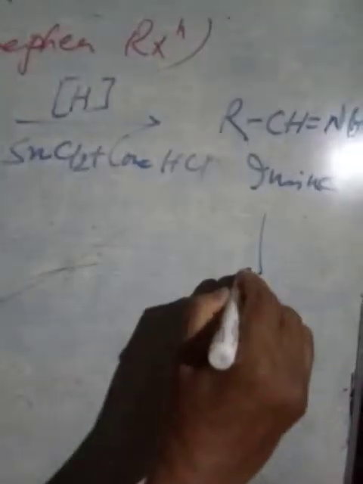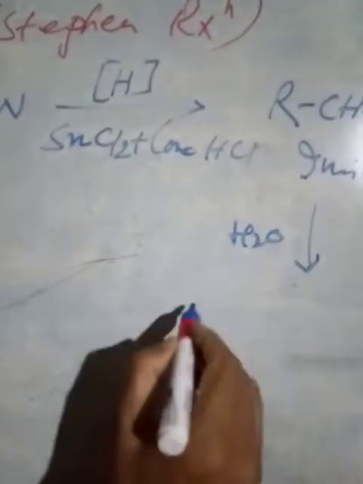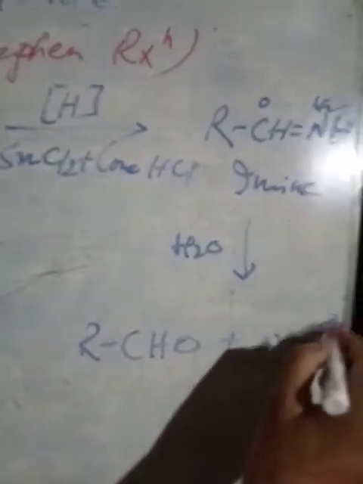This imine on hydrolysis, here oxygen will be added and here H2 will be added. You will get RCHO plus NH3, which will be evolved as a gas, and you will get aldehyde. So by Stephen's reaction also you can get aldehyde from cyanide.